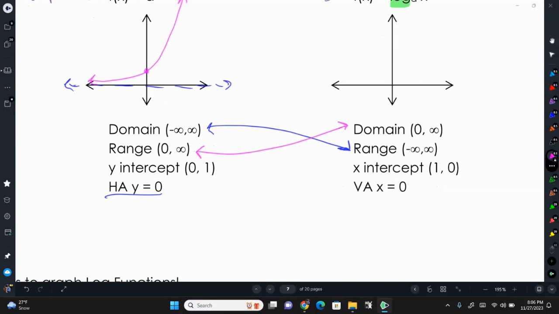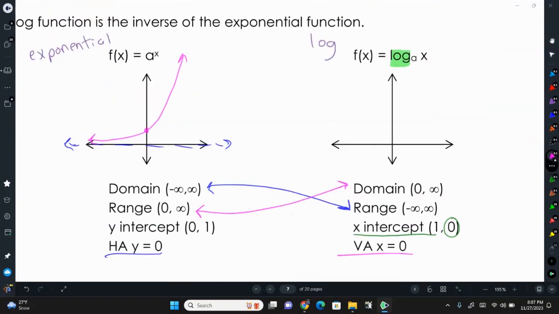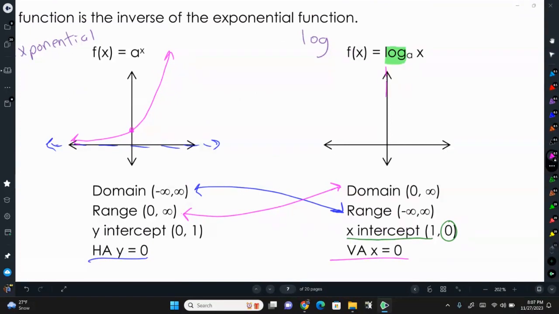Now, the y-intercept of the exponential was (0, 1). If we switch the x and y, that becomes (1, 0), but it is no longer a y-intercept, it is an x-intercept because the y value is 0. And instead of having a horizontal asymptote at y equals 0, we have a vertical asymptote at x equals 0. So what that looks like is a vertical line there. We have an x-intercept at (1, 0).